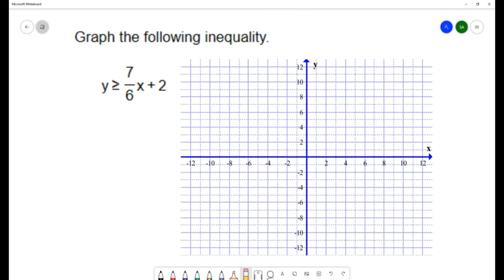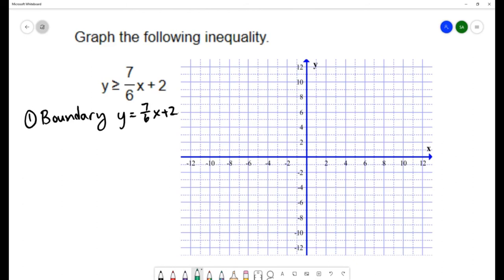When we graph an inequality like this, there's really two parts. The first part is the boundary. The boundary will be replacing the inequality symbol with an equal symbol, so it will be y equals 7/6 x plus 2. And that boundary line, you're either going to draw it solid or dashed based on whether you include the boundary line in the solution or not.